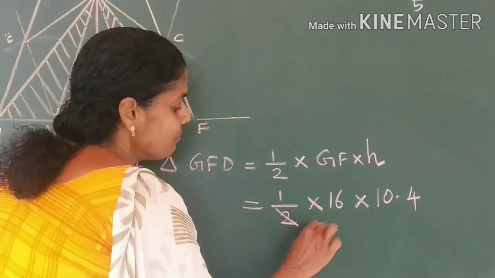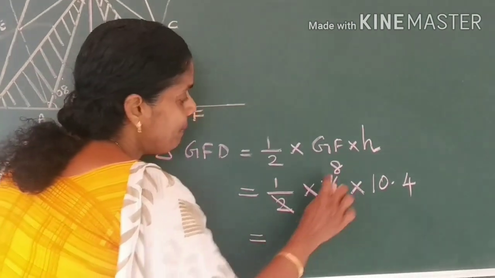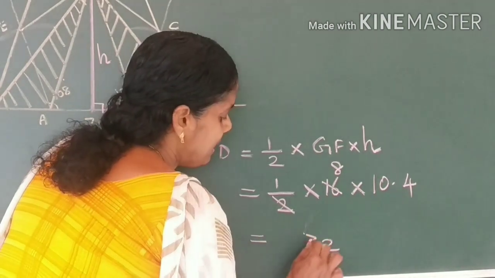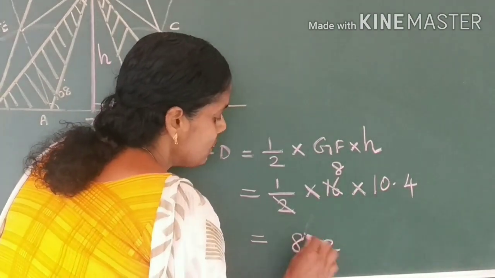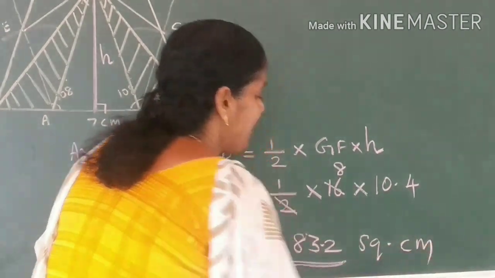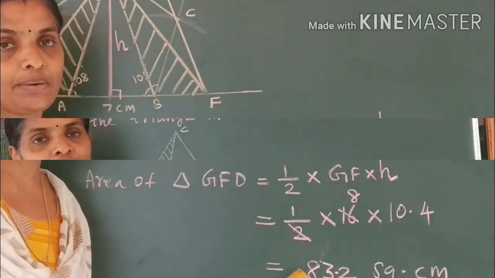Now cancel, 1 2 is 2, 8 2s are 16. Multiply these two numbers. 8 4s are 32, 3 balance, 1 8 is 8. So area of the pentagon will be equal to 83.2 square centimeter.